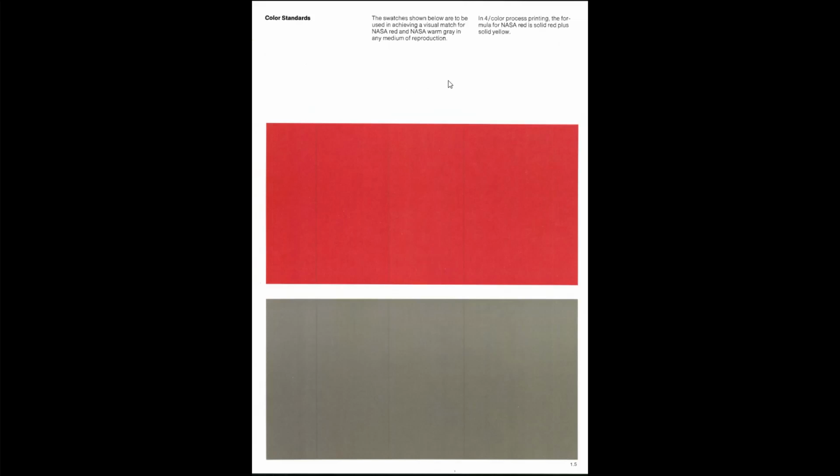Colour standards. So here we go. The colour swatches shown below are to be used in achieving a visual match for NASA red and NASA warm grey in any medium of reproduction. In 4-colour process printing, the formula for NASA red is solid red plus solid yellow. This is interesting for the simple reason that we no longer do this.